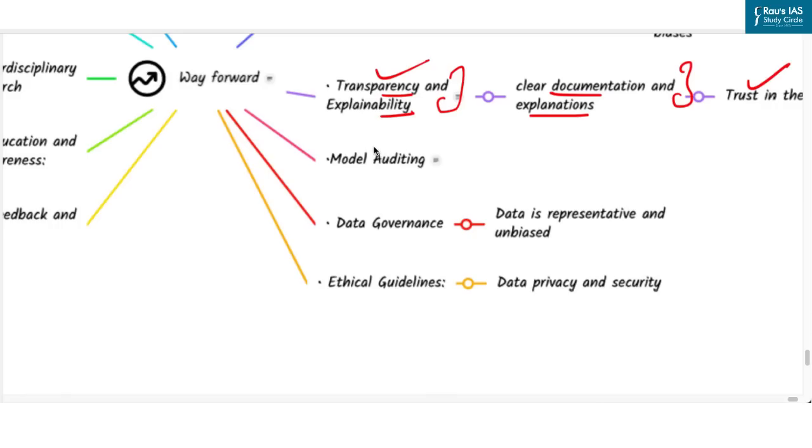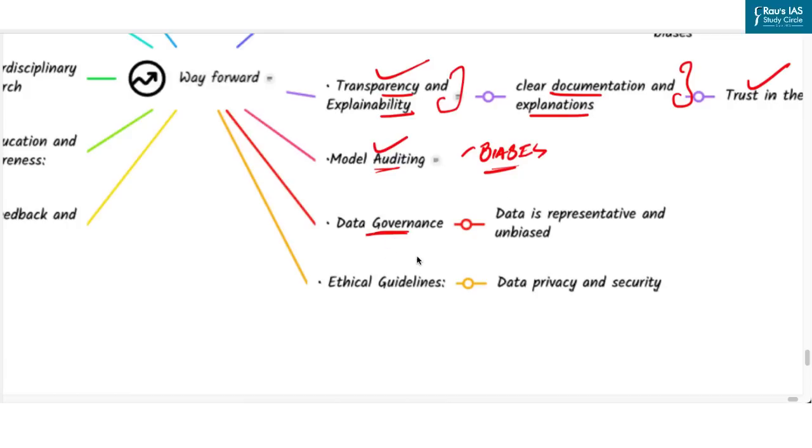Next is model auditing. What is this? It is important to regularly audit AI models to identify and address potential biases and negative impacts. As I told you, the current model is quite ignorant of stereotypes that are prevalent in non-Western cultures, such as those rooted in caste. Next is data governance.